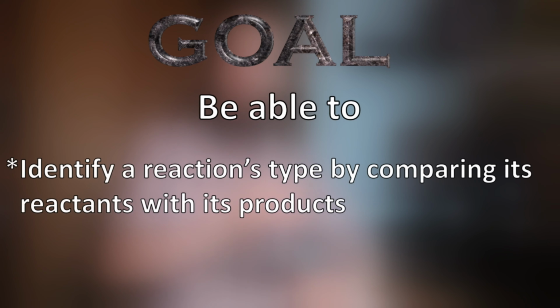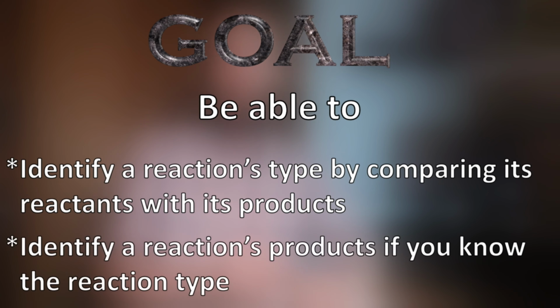Let's review the goal of the video to make sure that you met it. After watching this video, you should be able to identify a reaction's type by comparing its reactants with its products. And you should be able to identify a reaction's products if you know the reaction type. If you can't do that, go back and watch the parts of the video you didn't understand.